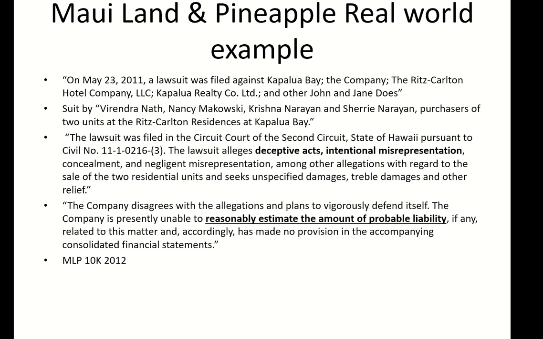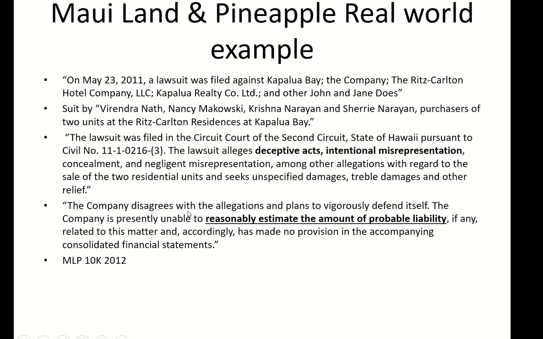Maui Land and Pineapple. I was on the Maui Land and Pineapple audit in 2012. On May 23rd, 2011, a lawsuit was filed against Kapalua Bay, the company, the Ritz-Carlton Hotel, and other John and Jane Does. The suit was by purchasers of 2 units. The lawsuit alleges deceptive acts, intentional misrepresentation, concealment, and negligent misrepresentation, among all other allegations.